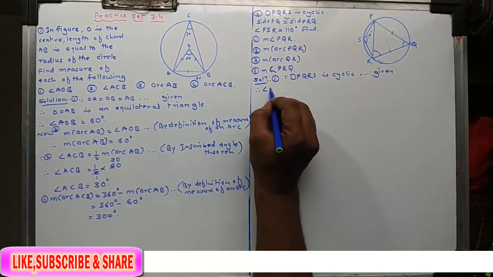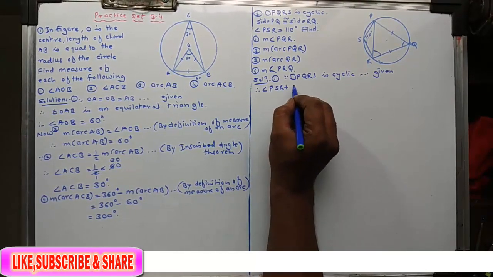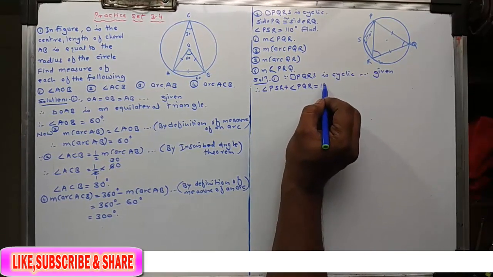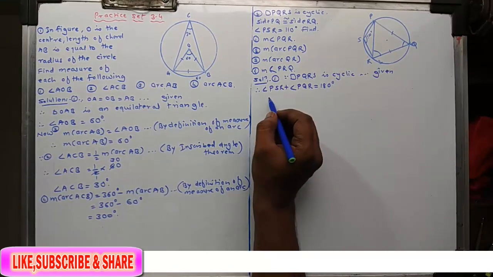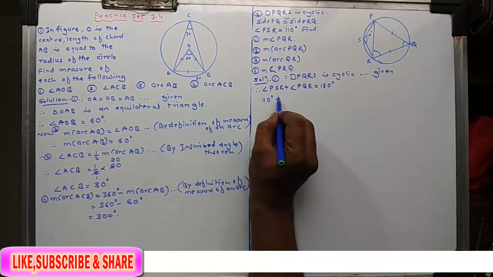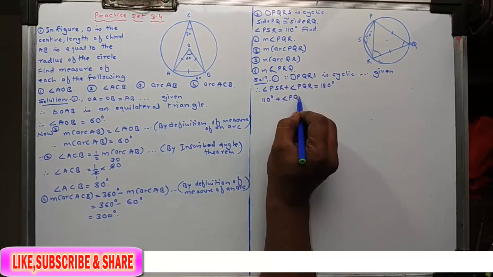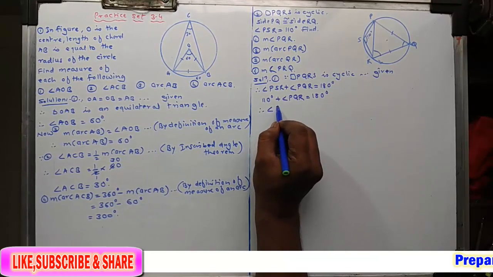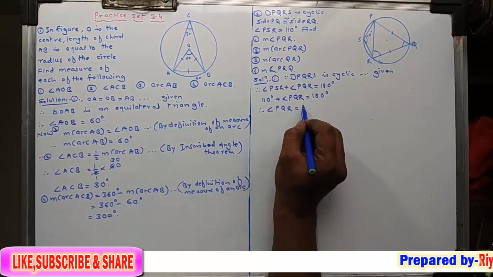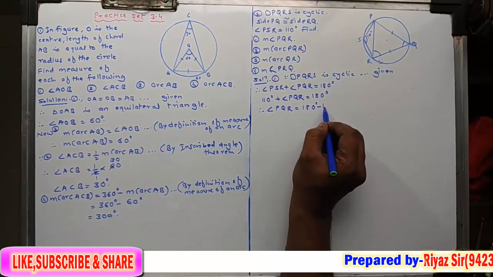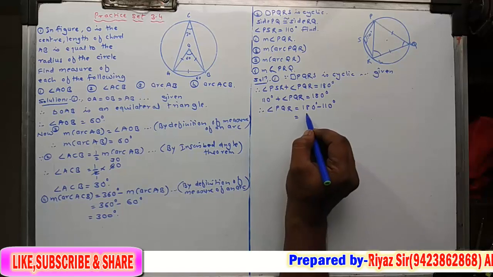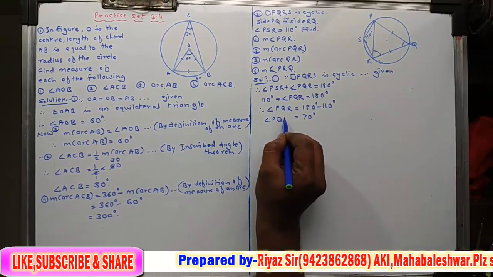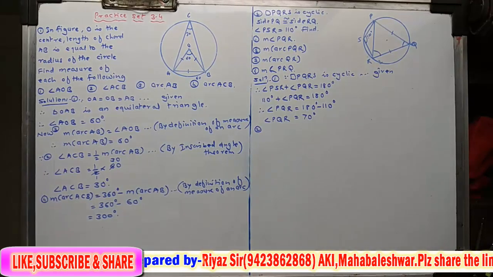Therefore, angle PSR plus angle PQR is equal to 180 degrees. But PSR is 110 degrees, so 110 degrees plus angle PQR is equal to 180 degrees, and therefore angle PQR is equal to 180 degrees minus 110 degrees, which is 70 degrees. So angle PQR is equal to 70 degrees. That is the solution for the first part.